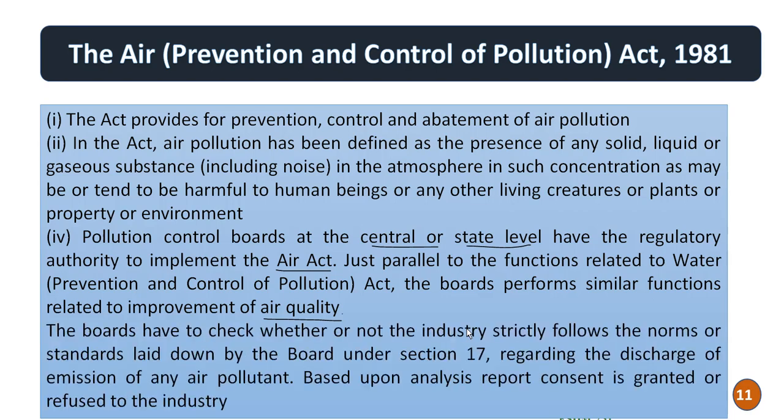The boards have to check whether or not industry strictly follows the norms or standards laid down by the board under section 17 of this Act regarding the discharge of emissions of any air pollutant, and based upon the analysis report, consent is granted or refused to the industry. So the Act provides that the board has to check whether a particular industry is following the norms, and if the industry is not following the provisions laid down by the boards under section 17, the board has authority to give or refuse consent for that industry's activity.